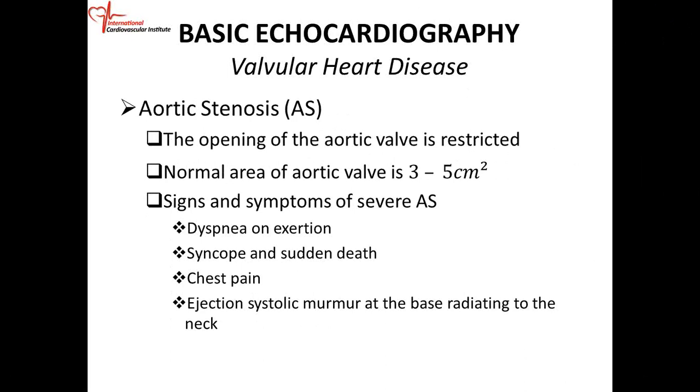If it's restricted in its opening, then that's what we call aortic stenosis. We don't usually talk about aortic stenosis until the valve area is less than 2 centimeters squared. So normal size is 3 to 5 centimeters squared, but we don't talk about aortic stenosis until the valve area is less than 2 centimeters squared. Okay, so in aortic stenosis, the opening of the aortic valve is restricted. It's not opening properly. Stenosis in anything means it's not opening properly.